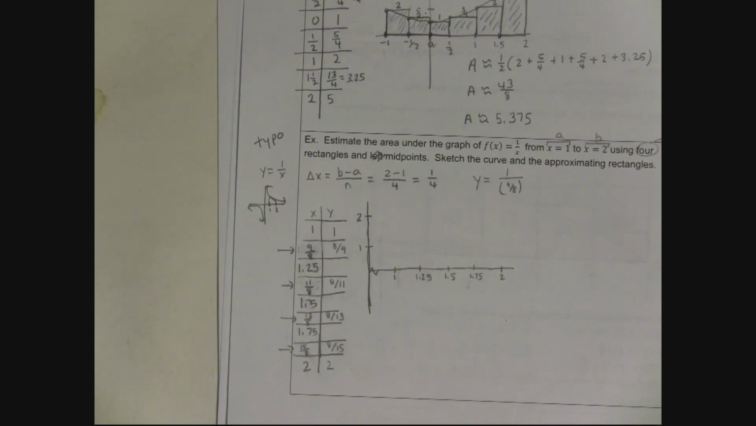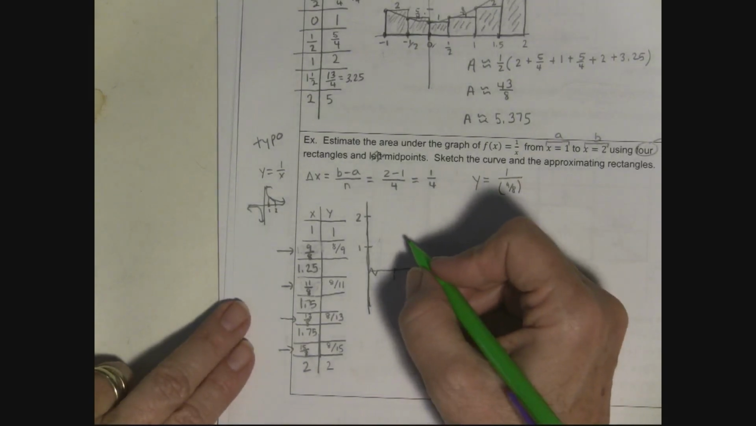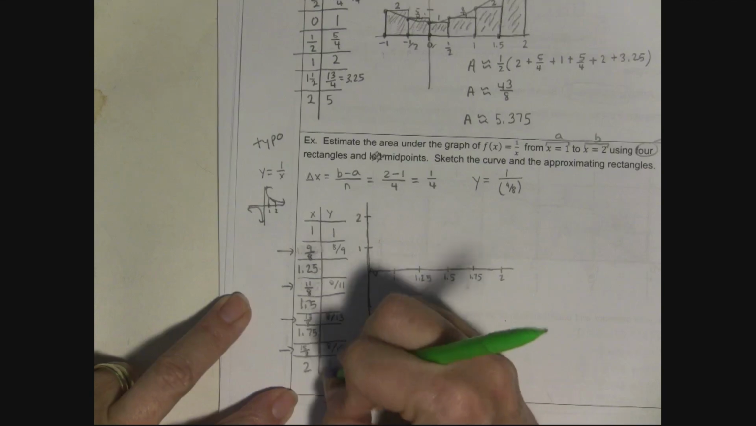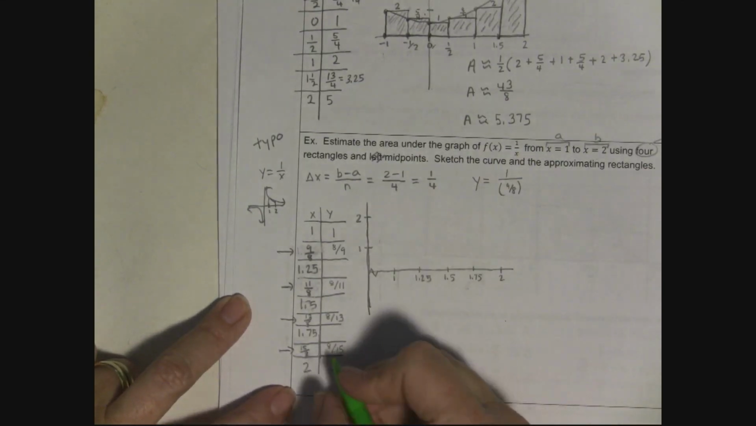Now, I'm only finding 4 rectangles, so it shouldn't be that exhausting. So right here, oh, the height wasn't 2, the height was 1/2.